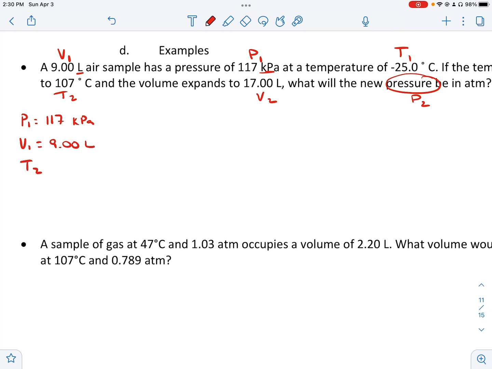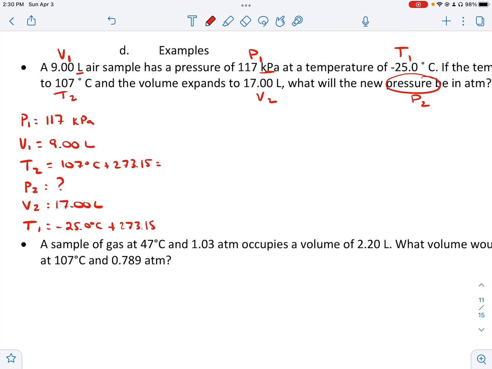T2 is going to be equal to that 107 degrees C, but I need to add 273.15 to it to get me to Kelvin. All right. P2 is what we're looking for. V2 is that 17 liters. And T1, our initial temperature, is negative 25 degrees C. Oh, and we're going to add 273.15 to that.